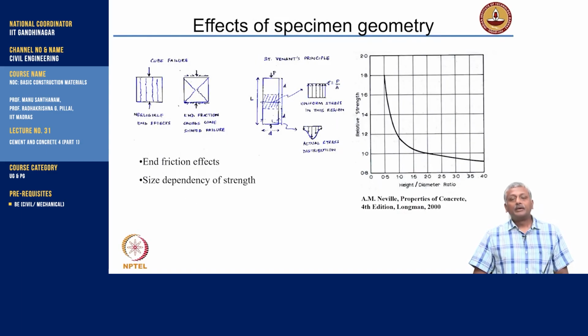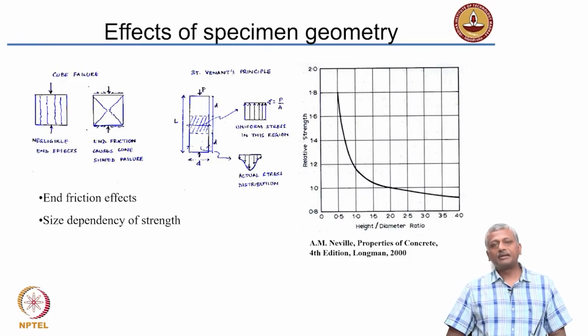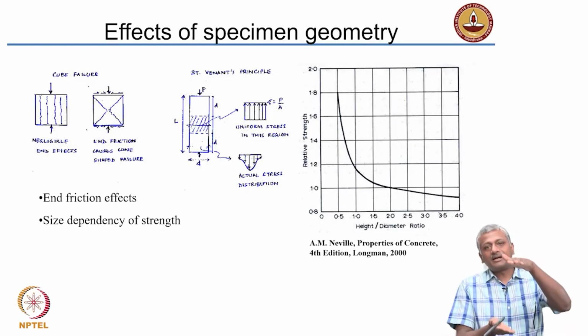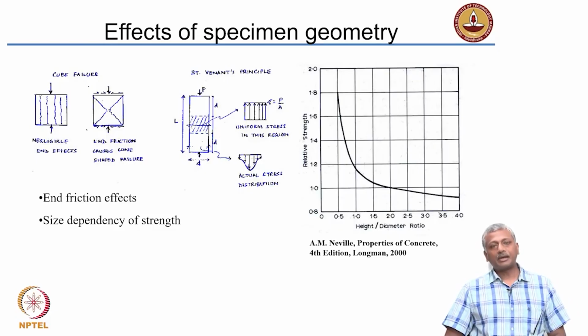Now, I was saying earlier that strength may be dependent on specimen geometry. In some cases, when you test cubes versus cylinders, you may get very different results. Now, why is this the case? In your mechanics of materials, you would have learned or will be learning a concept called Saint-Venant's principle. What that principle states is that the end conditions during the test will affect the specimen up to a distance equal to the least lateral dimension.